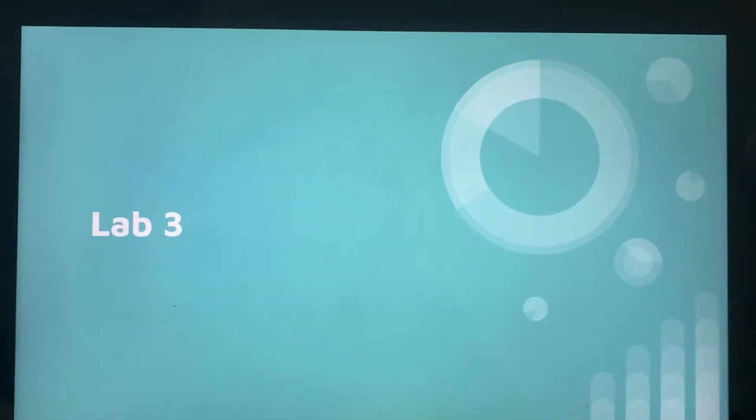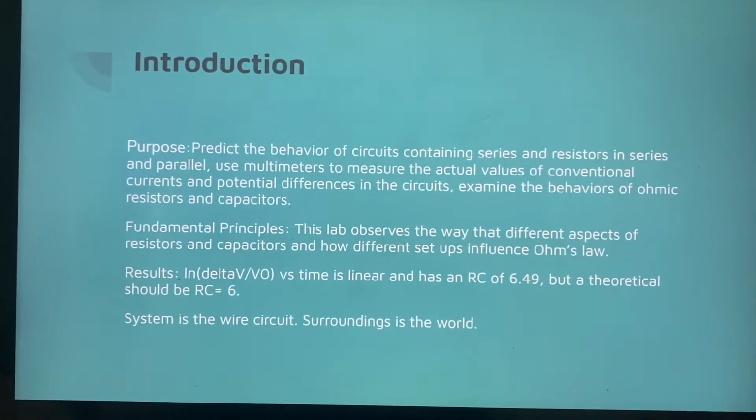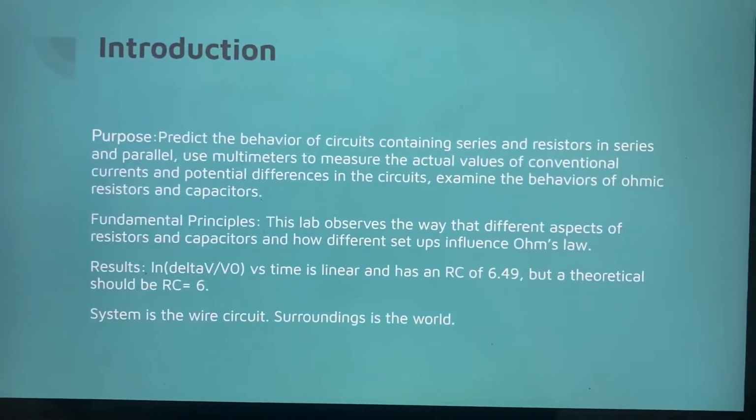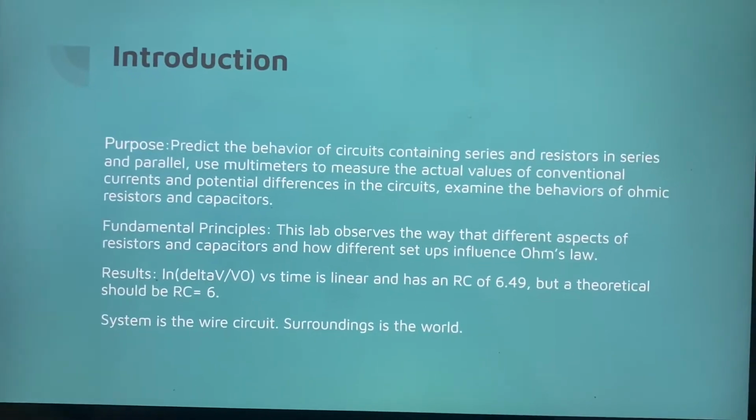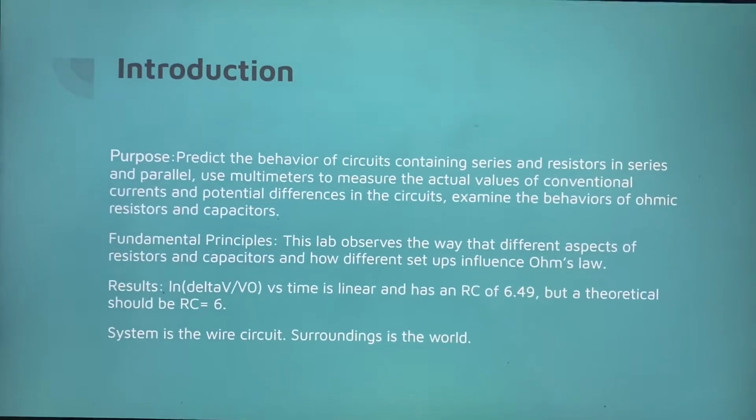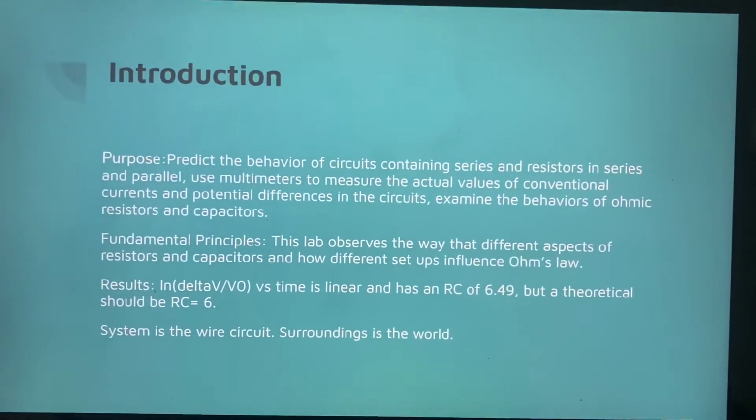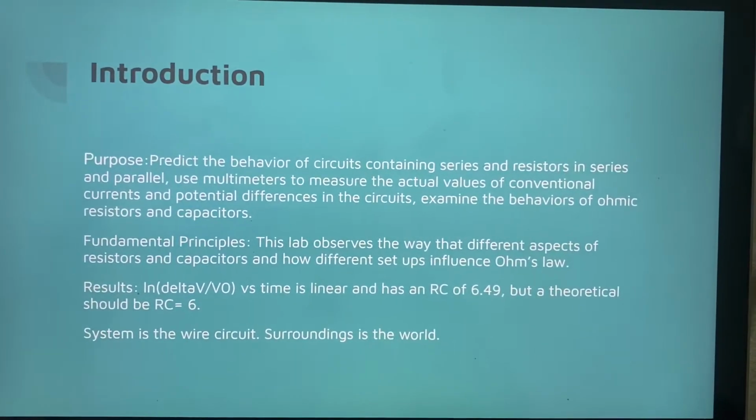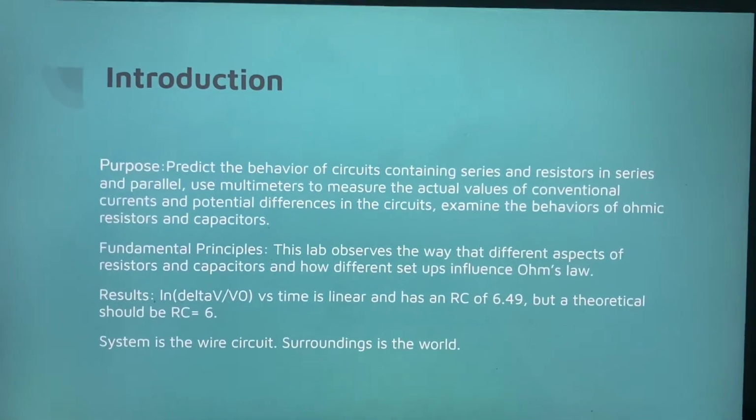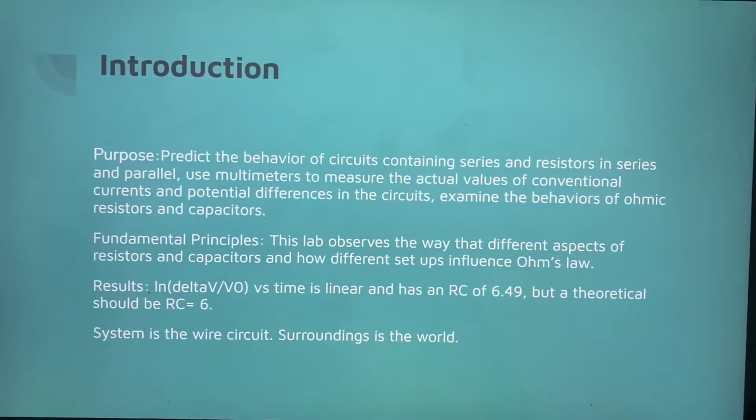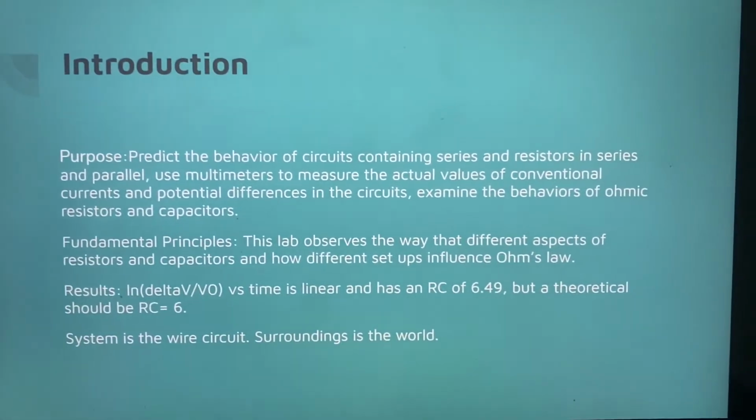Okay, lab 3. The purpose of this lab is to predict the behavior of circuits containing resistors in series and parallel, use multimeters to measure the actual values of conventional current and potential differences in the circuits, and examine the behaviors of ohmic resistors and capacitors. The fundamental principle of this lab is to observe how different aspects of resistors and capacitors, and their setups, influence Ohm's law.